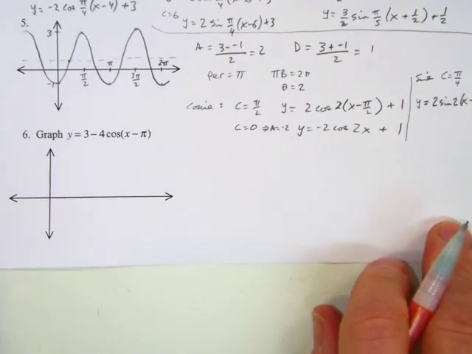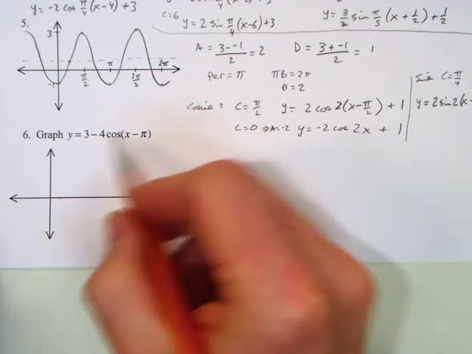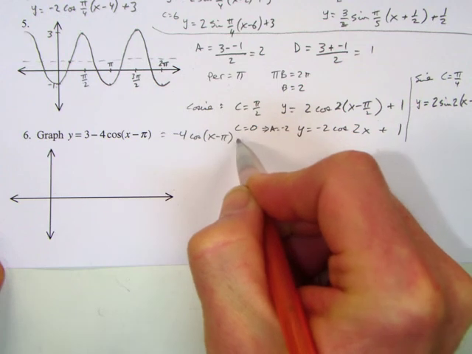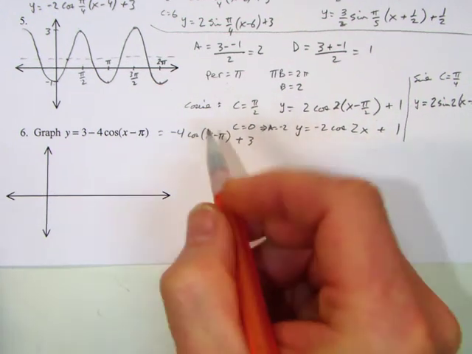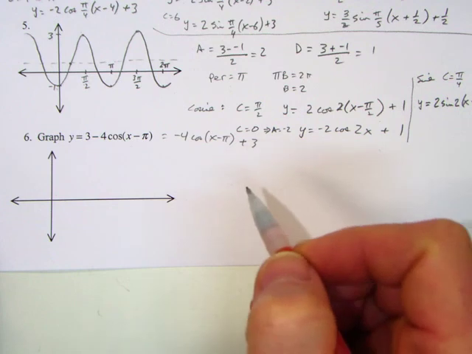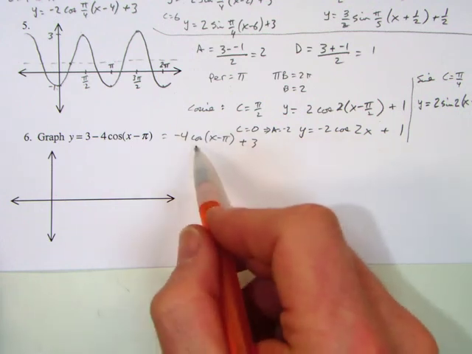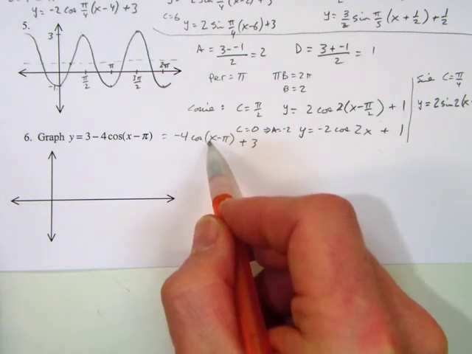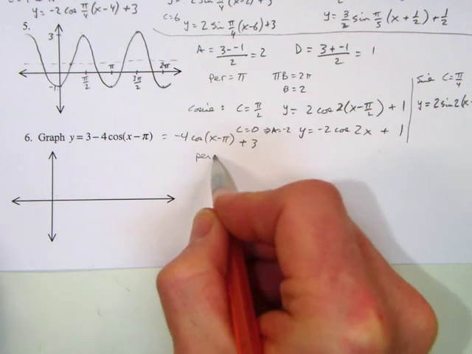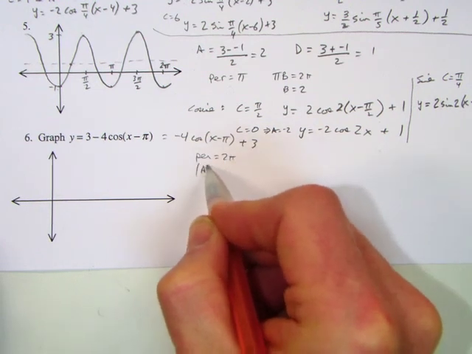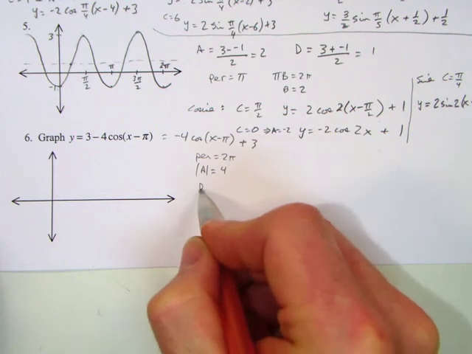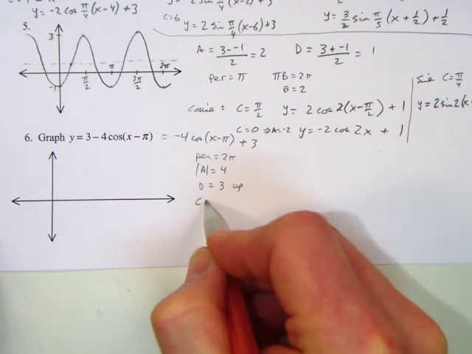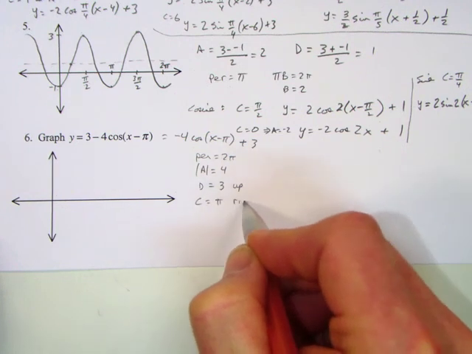Now let's take a look at this graph. Now, I like to change this around and say -4 cosine of x minus pi, and then take that and add 3. So what is this telling me? I like to do these in stages as well. Let's deal with the multiplication at first, but there's no coefficient here of the x, so that means our period is 2 pi. Our amplitude is 4. Our vertical shift is 3, and so this is going to be 3 up. And our C is pi, which is going to be pi right.